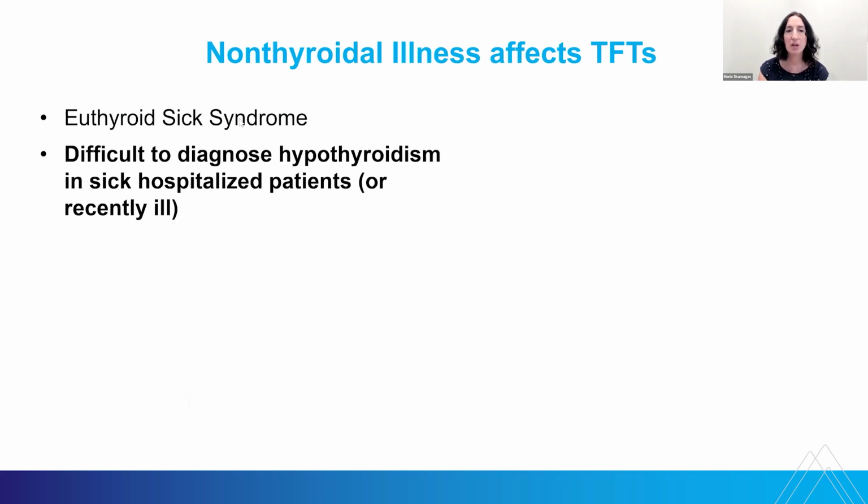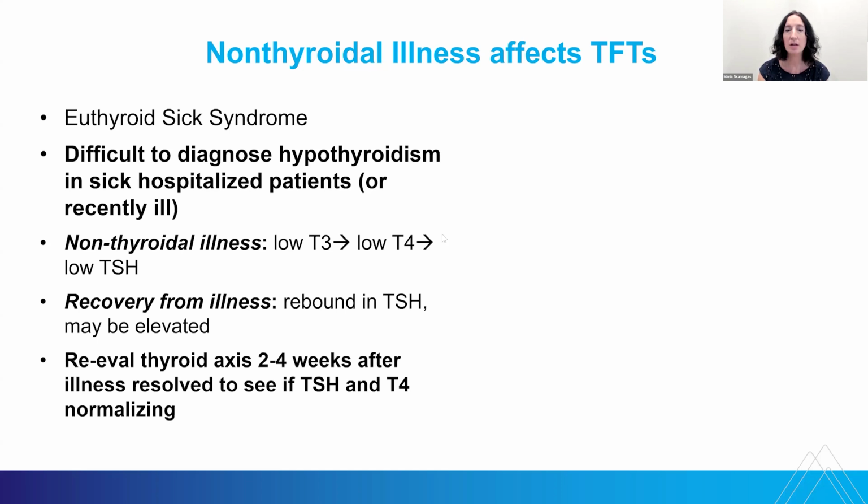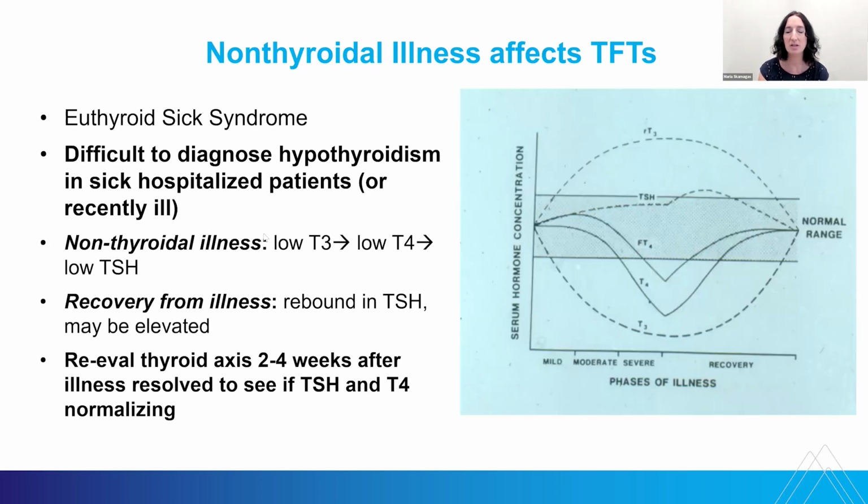Non-thyroidal illness, euthyroid sick syndrome is another name for it. It's difficult to make an initial diagnosis of hypothyroidism in somebody who is critically ill or very sick in the hospital because their TFTs will be affected. We mentioned earlier that in someone who is sick, you're going to have a decreased conversion of T4 to T3 peripherally. So the first thing you'll see is low T3 levels. Teleologically, that's probably meant to preserve your energy to fight infection as opposed to increasing metabolic rates. Eventually, you'll see a low T4 level and then perhaps even a low TSH. So the entire axis starts to decline.